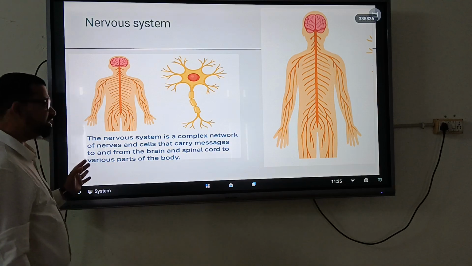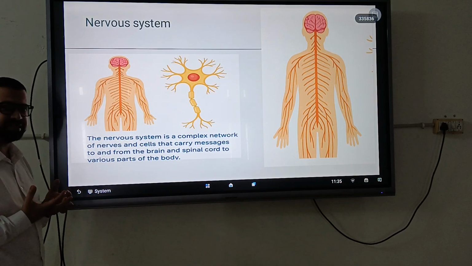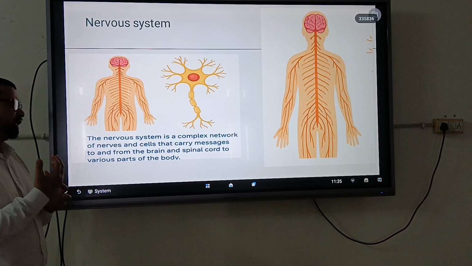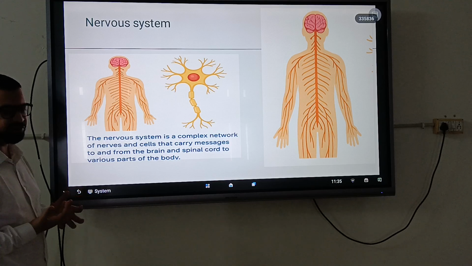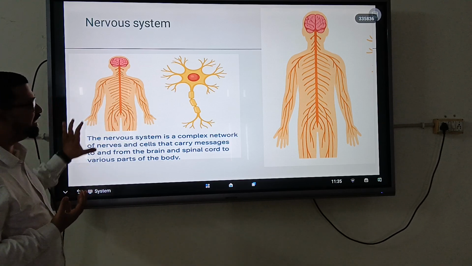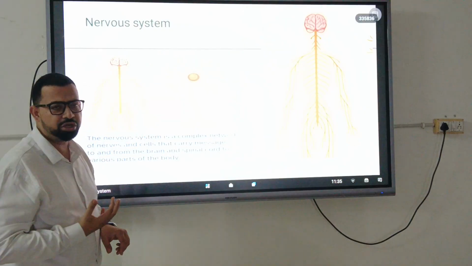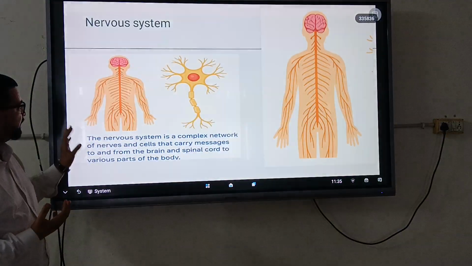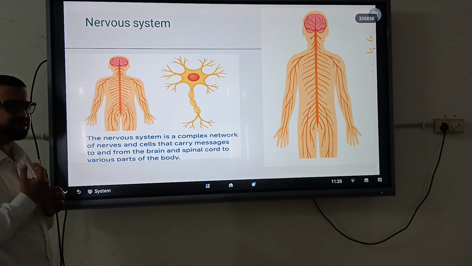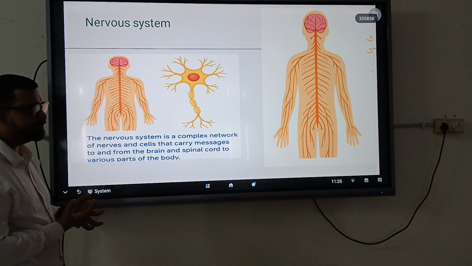The nervous system is generally a complex network of nerves and cells that carries messages to and from the brain and spinal cord to various parts of the body. The basic fundamental unit here is the neuron, which we will talk about in a little while. The nervous system is just like a mesh of wires connected to a computer.